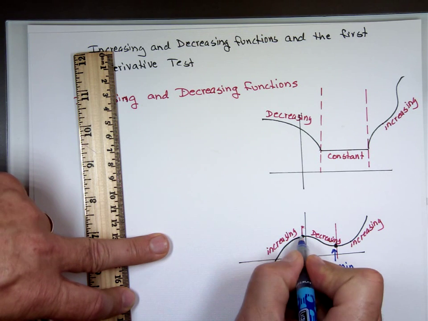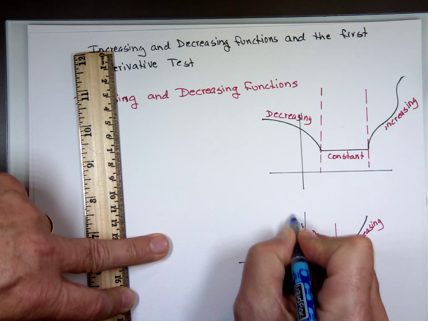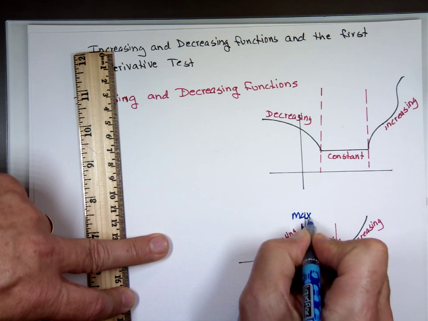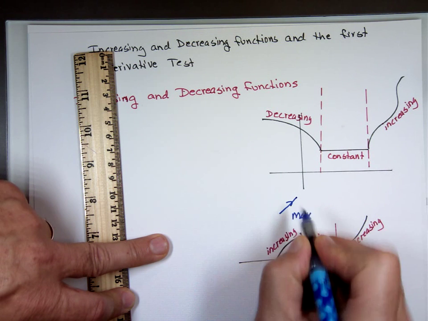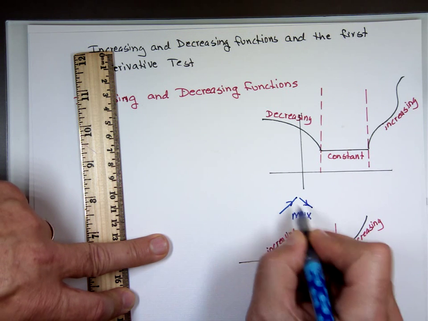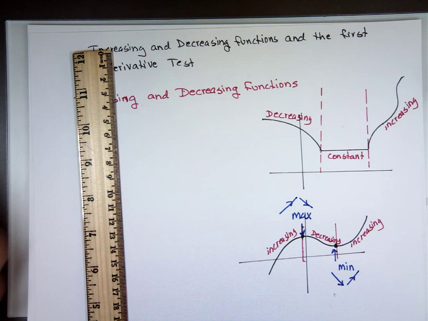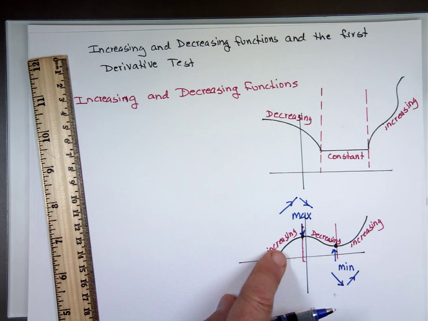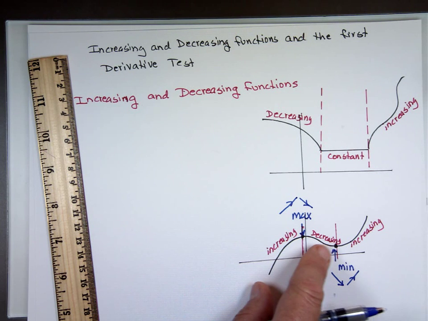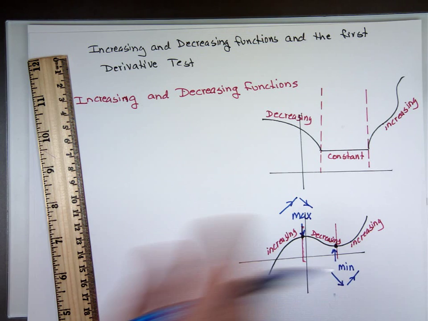This point here is actually a max point. You can spot the max point if your function is increasing, and after the points start to decrease, as long as there's no hole in it, then that's a max point. So we're going to use the first derivative test to tell us where the function is increasing, where the function is decreasing, and where the min and the max are going to be.